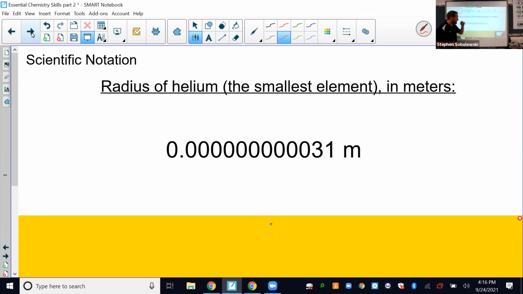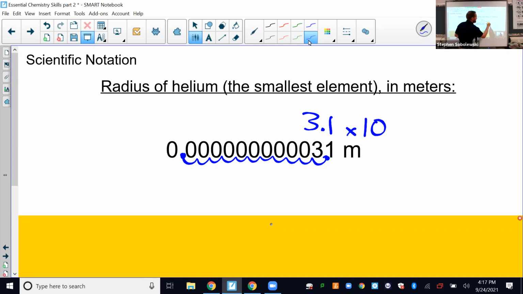But if we did want to practice putting this in scientific notation, we're going to grab this decimal place, and again, we're going to sweep it until we end with a number between 1 and 9.99. 1, 2, 3, 4, 5, 6, 7, 8, 9, 10, 11. I'm going to stop right here because that gives me 3.1. If you went too far, 31, too big. Too soon, 0.31, too small. It's just right, like Goldilocks. 3.1 times 10 to the negative 11th.